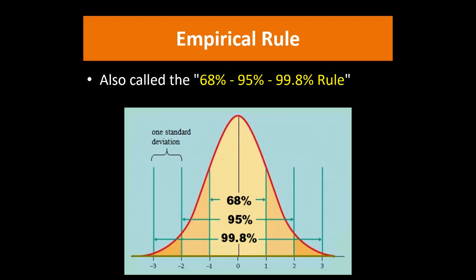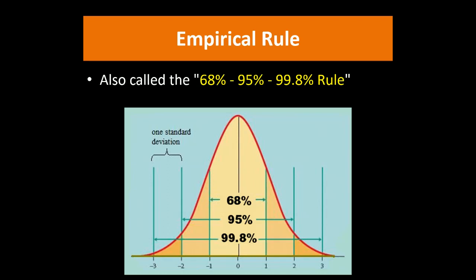So if you were thinking about the height of students at your school, and your school has around 1,000 students, there's only one student in the school who should have a height more than three standard deviations above the mean, and only one who's shorter than three standard deviations below the mean. And 2/3 of students should be within one standard deviation of the mean.